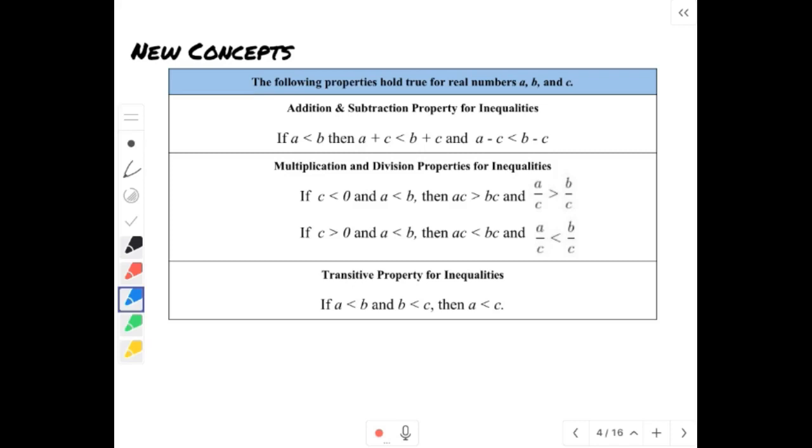Okay, the one that I want to spend the most time on is this new guy, the transitive property for inequalities. So if we have A is less than B, and we have a B that's less than C, then by that transitive property, A is less than C. The B value for both of those connects those two statements, and we can jump to the fact, not really assuming, but jump to the fact that A is less than C.